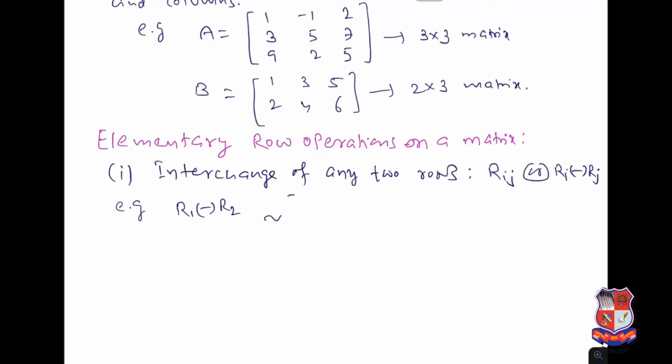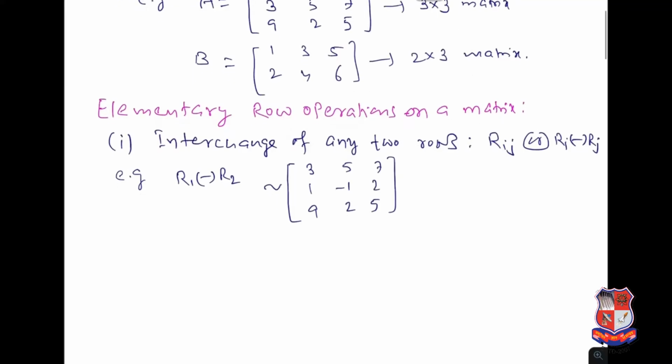This notation is of equivalent matrices. So first row and second row interchange. So new matrix looks like this: 3, 5, 7, 1, minus 1, 2, 9, 2, 5. So this is an interchange of 2 rows. Okay.